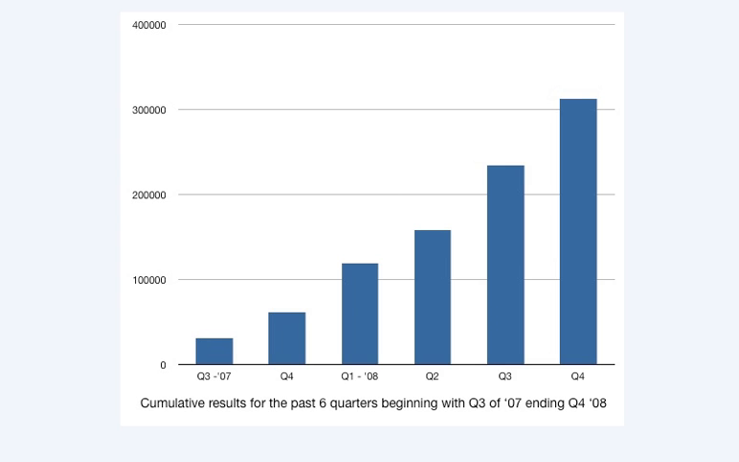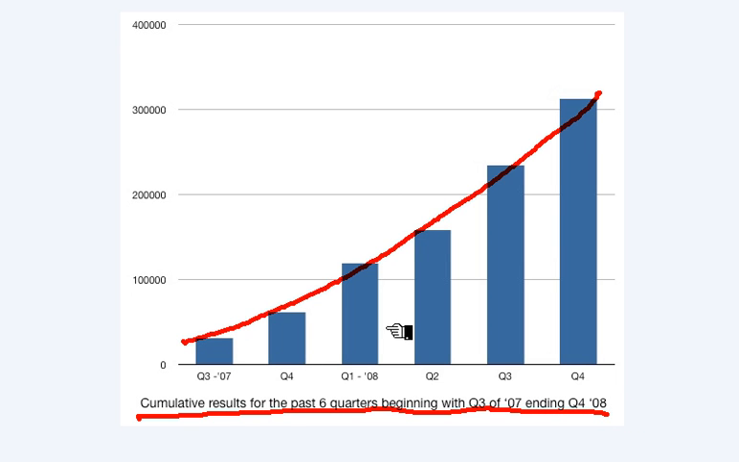Okay, this is our final slide in this series, and what we're looking at is the cumulative results of our program. As you can see right here, cumulative results in the past 6 quarters beginning in Q3 and ending in Q4 of 08. As you can see, it's been a pretty clear up move, and rightfully so. I mean, people invest money to make money. They don't invest to lose money.